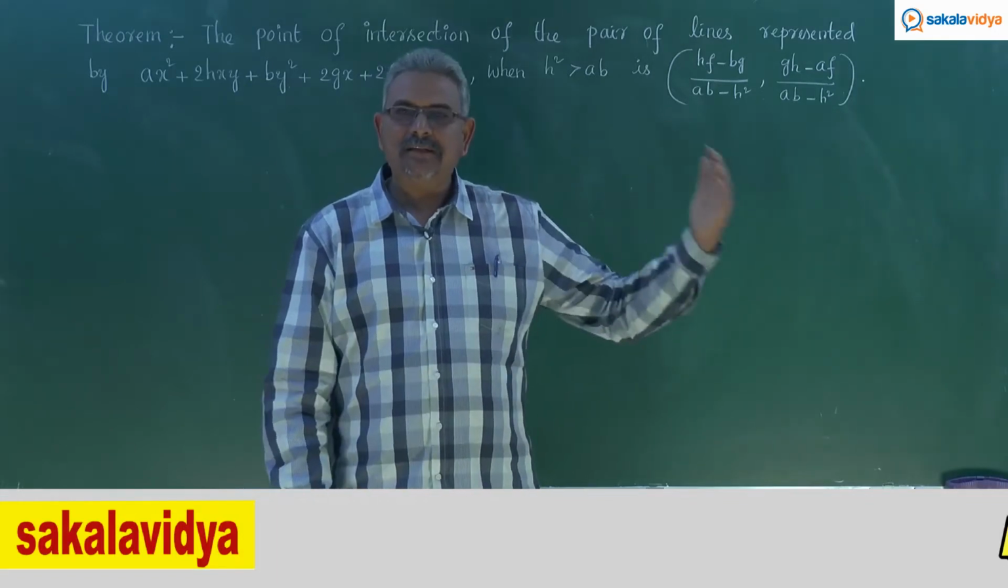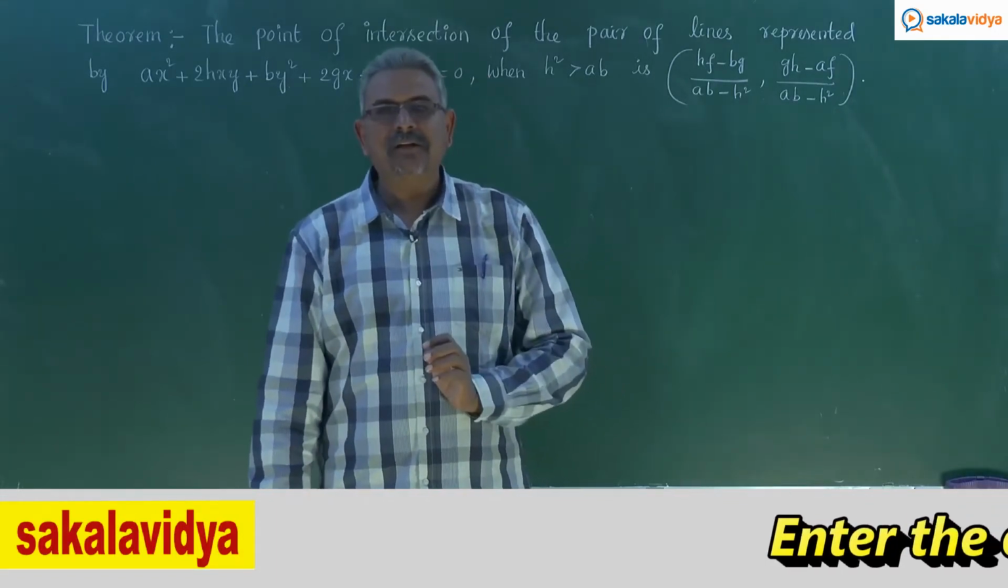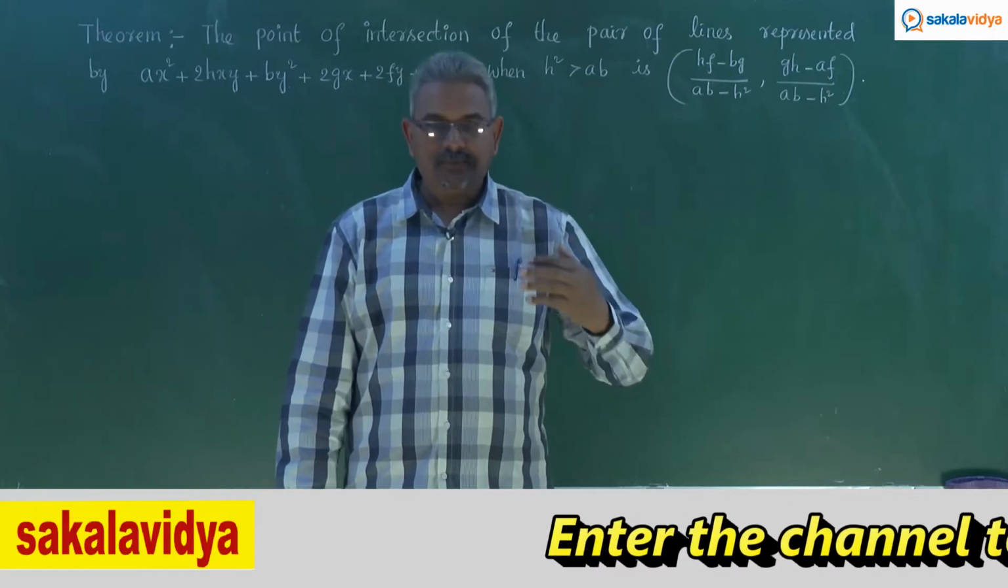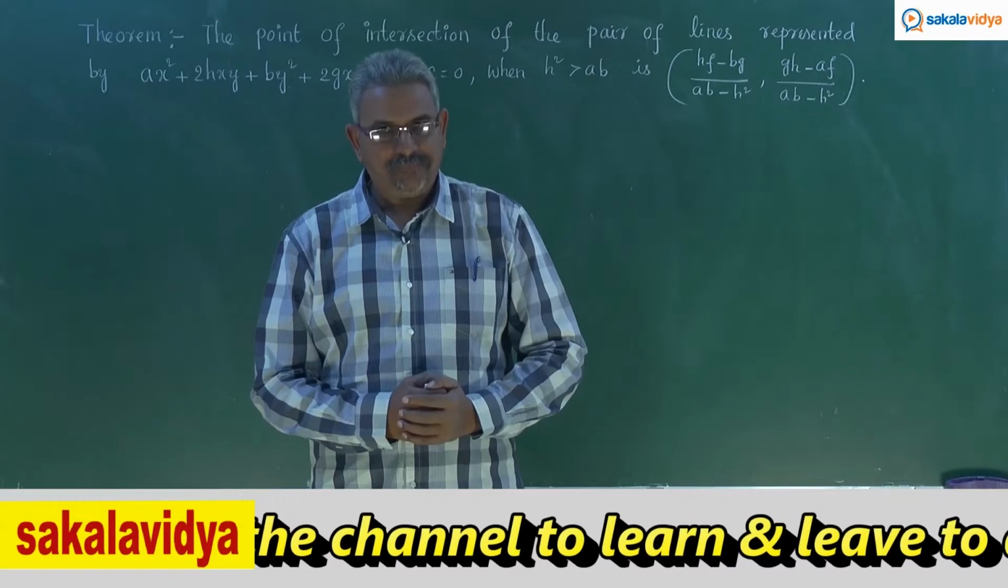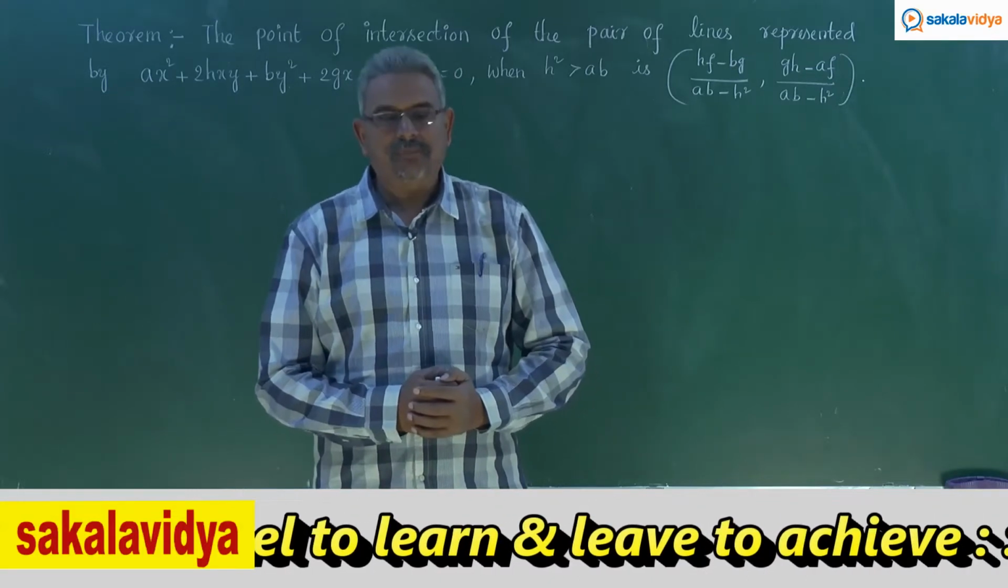That is hf minus bg by ab minus h square, comma gh minus af by ab minus h square, providing h square must be greater than ab. So, let us solve this problem now.